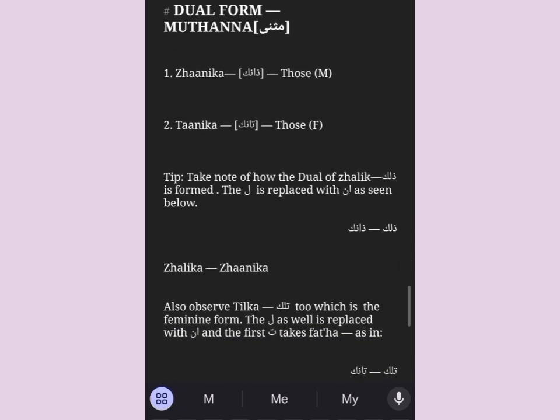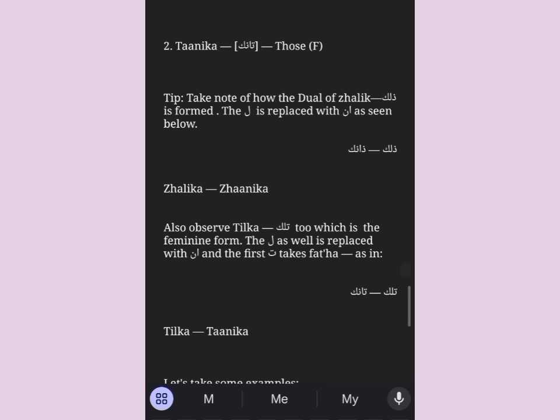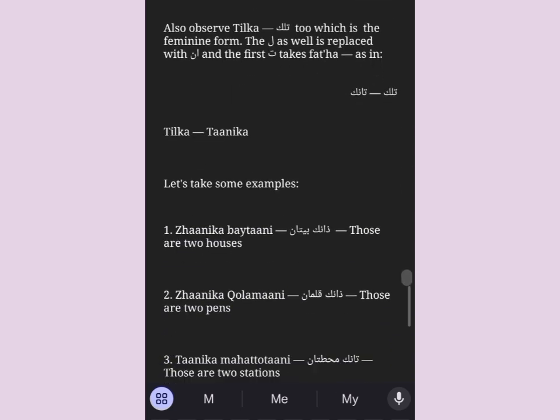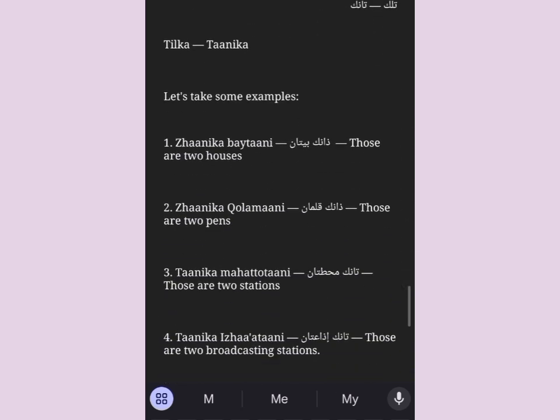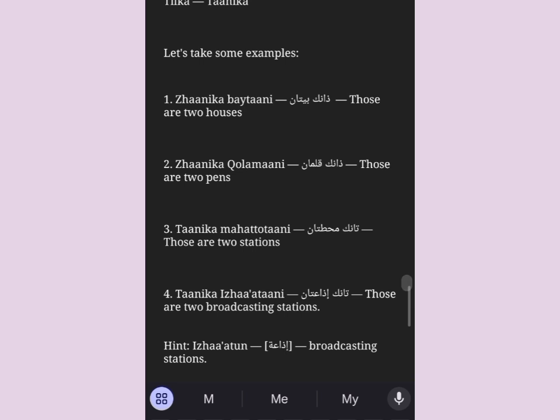Now, let's look at some examples here. Take a look at the transition from dhalika to dhanika. It means the lam goes and you put your alif and noon in between. Tilka, the lam goes and you put your alif and noon in between. It becomes tanika. Alright, so we have some examples here for you. Let's look at it. ذَلِكَ بَيْتَانِ. Those are two houses. ذَلِكَ قَلَمَانِ.